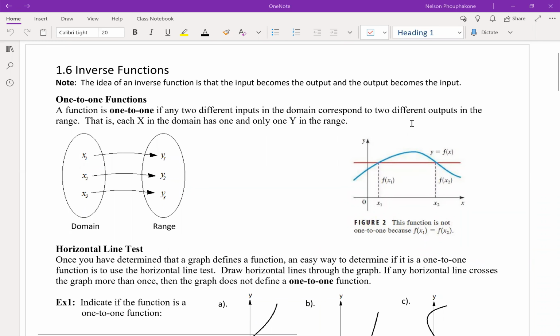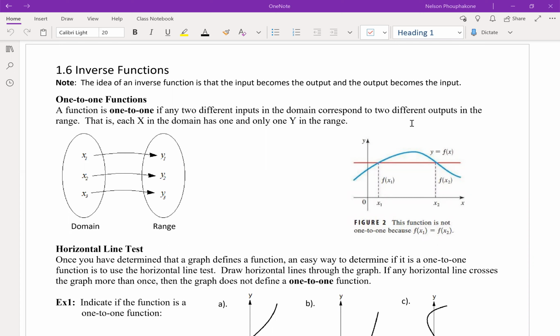Okay, so in this video, we will talk about inverse functions. The idea of an inverse function is that the input becomes the output and the output becomes the input. First of all, before we learn the inverse function, we are going to review the one-to-one function.